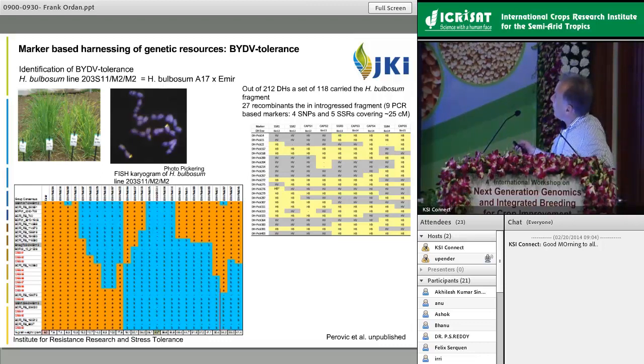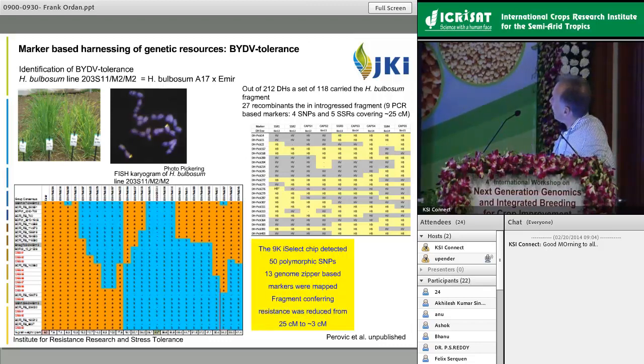So again, we analyzed these lines with the 9K iSelect chip. We developed additional markers by using the genome zipper, and in the end, we were able to narrow down this fragment from around 25 centimorgan to around 3 centimorgan, and this fragment is carrying the barley yellow dwarf virus tolerance.